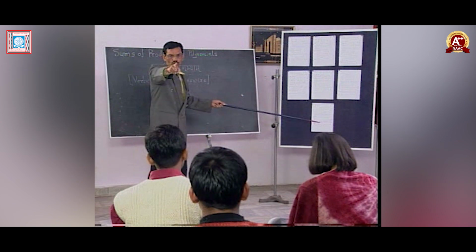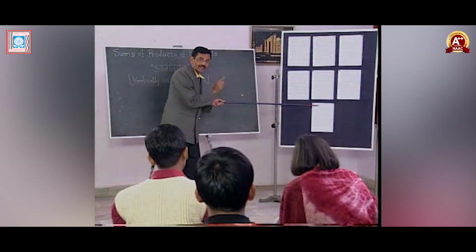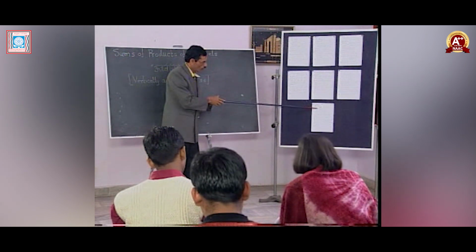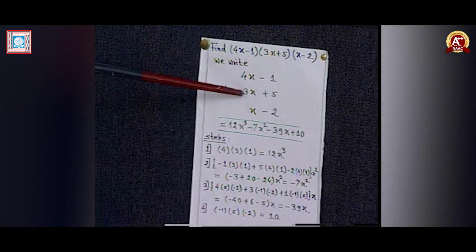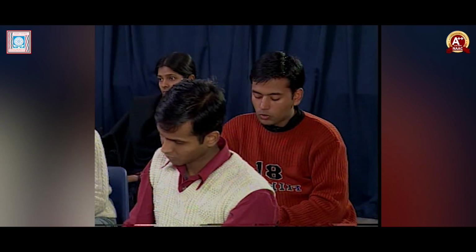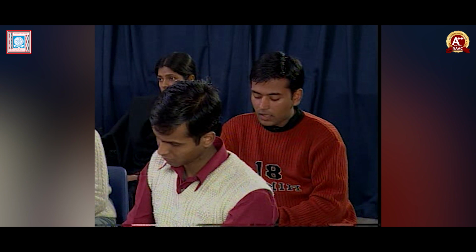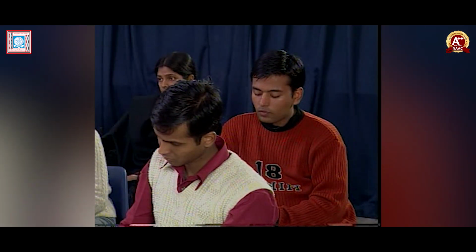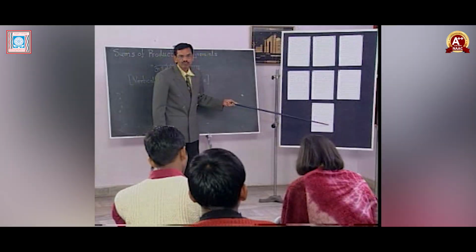Now, then 4. We select 4 because I want to collect the coefficient of x. 4 into 5 into minus 2, that is minus 40. Then we collect 3 into minus 1 into minus 2, that is plus 6. Yes. And then 1 into minus 1 into 5, that is minus 5. So minus 40 plus 6 minus 5, that is minus 39.